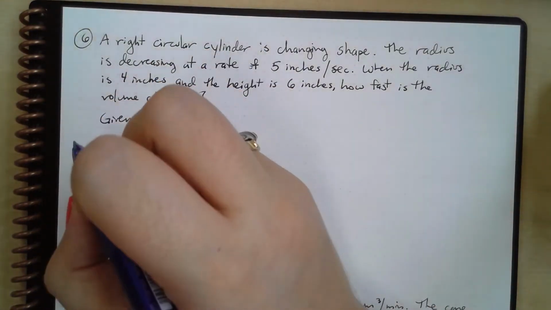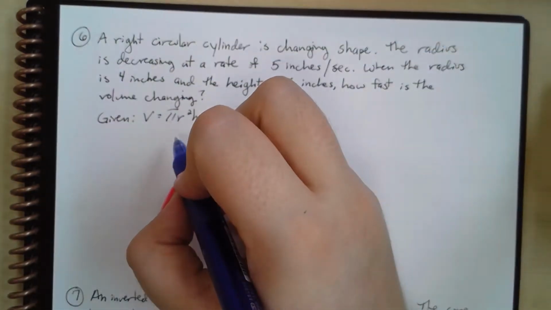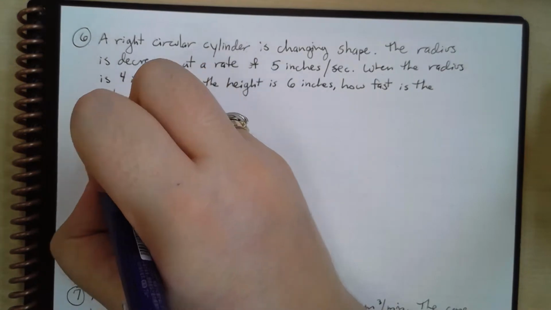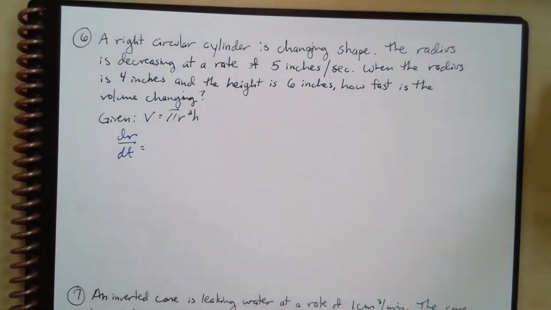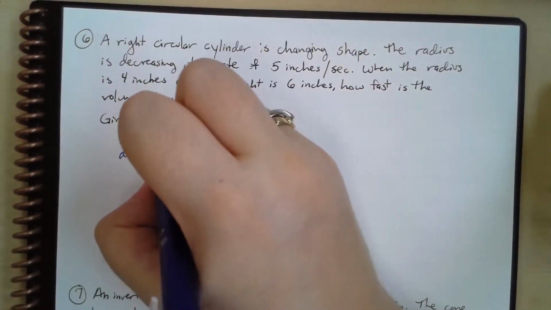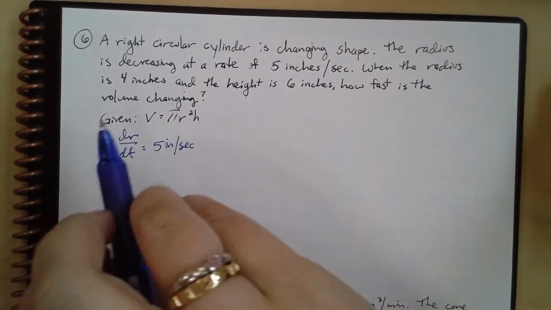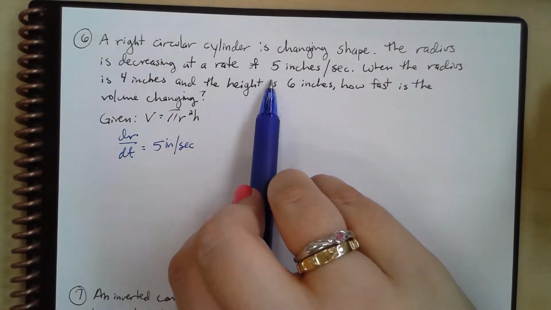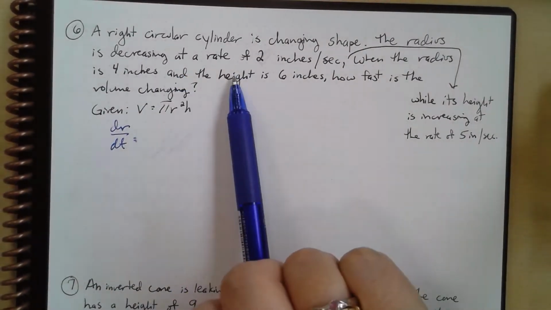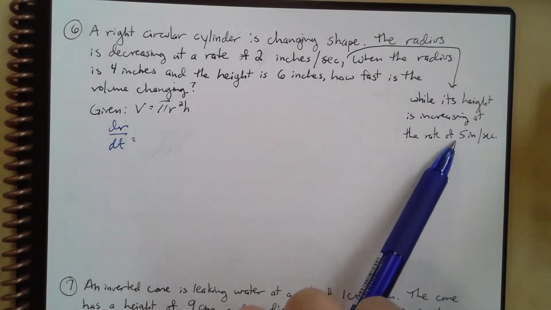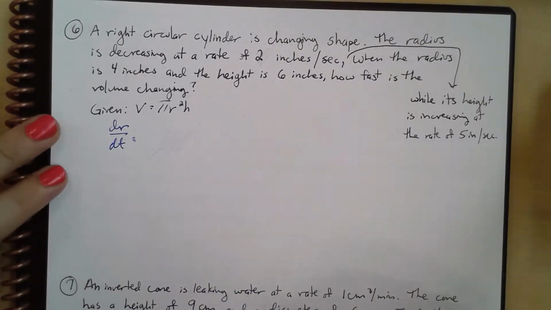So we know volume is pi r squared h, and we're also given dr over dt is equal to 5 inches per second, and the radius is decreasing at a rate of 5 inches per second. Oops, one second, I have a typo in here. Okay, I fixed it. So the radius is decreasing at a rate of 2 inches per second, while its height is increasing at the rate of 5 inches per second. When the radius is 4 inches and the height is 6 inches, how fast is the volume changing? That's plenty of information now.